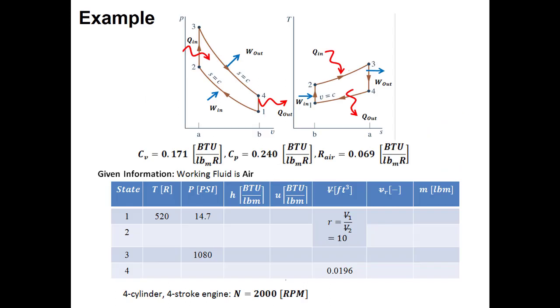So now that we've talked a little bit about these Otto cycles, I want to go through an example, right? I'll go through it with constant specific heat and variable specific heat too. But just before that, I'm going to pause for a couple seconds to see if anybody has any questions about what we've talked about to this point.